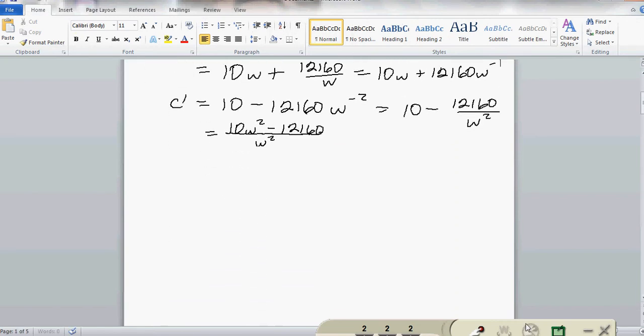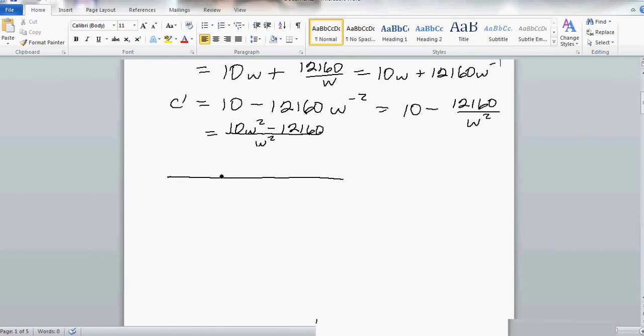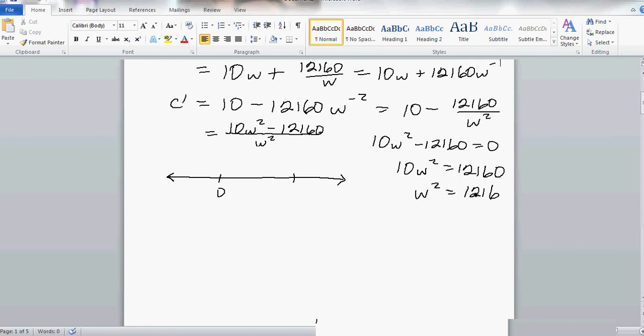Now we have to set both the numerator and the denominator equal to 0, understanding that the width being 0, once we set the denominator equal to 0, that doesn't really help us out because we cannot have a negative length, nor could we have 0. So the one that we're really interested in is when does the numerator equal 0. 10W squared minus 12,160 equals 0. Add 12,160 to both sides. Divide both sides by 10, so W squared equals 1,216.